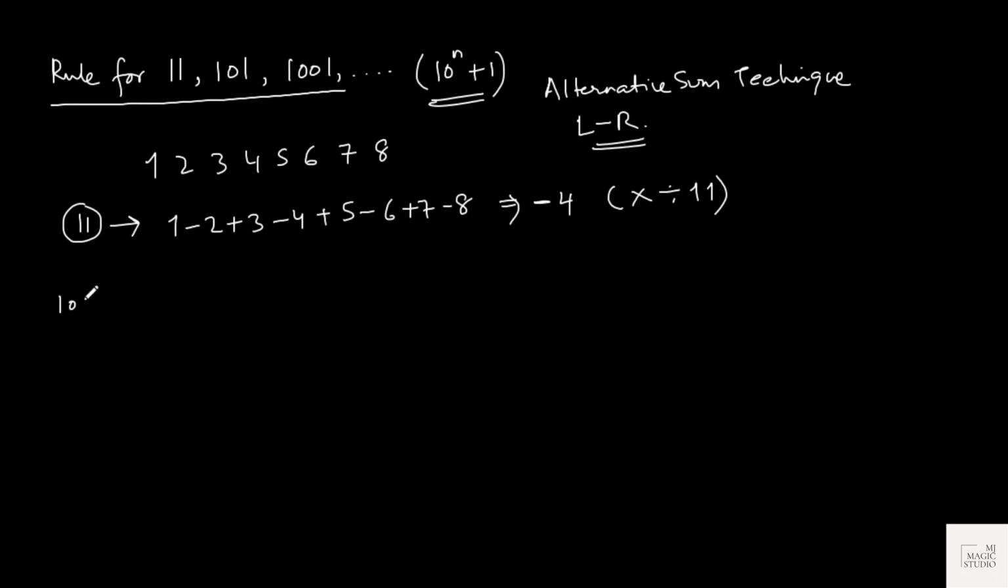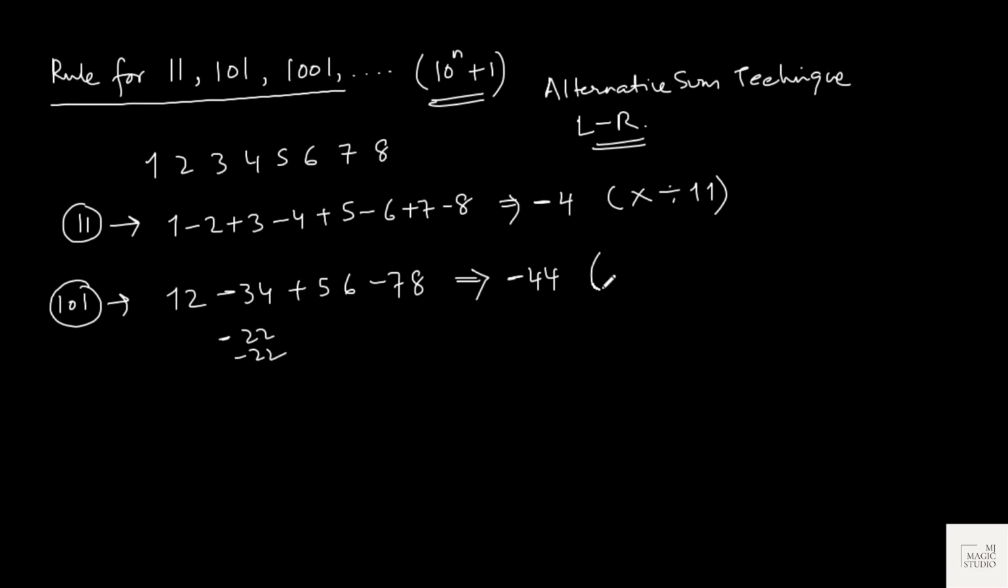Now, if I ask you to check for 101, it would be in the same format we have done for 99. In 99 from right to left, we were making pairs of 2 digits. For 101 from left to right, we'll make pairs of 2 digits. So it would be like 12, then opposite sign, minus 34, plus 56, minus 78, and we need to find its value. So it would be minus 22 and 22 again minus 22. That is minus 44. Now 44 is not divisible by 101. This number is not divisible by 101.